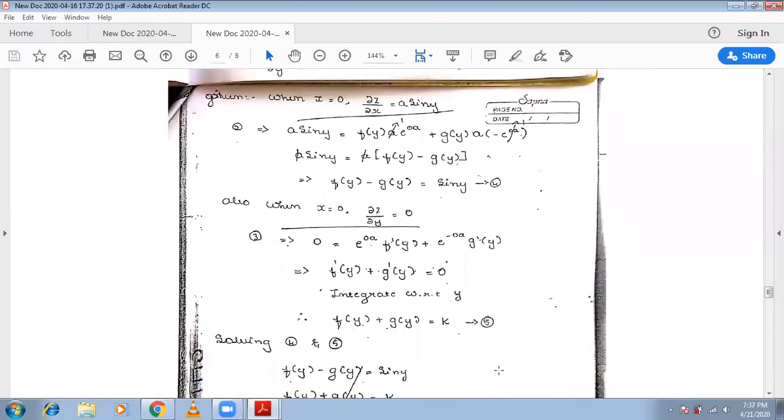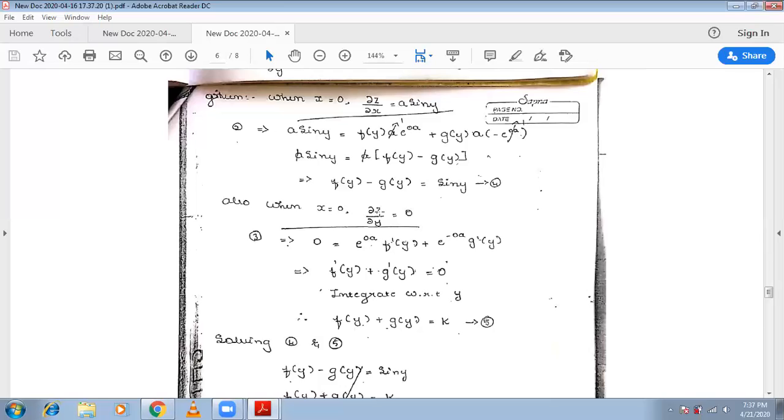Apply conditions here. x is equal to 0, del z by del x is equal to a sin y. Equation 2 becomes a sin y is equal to f of y, a into e power 0, plus g of y, a into minus e power 0. e power 0 value is 1. In each term a is common, take it outside. a gets cancelled. So f of y minus g of y is equal to sin y. Call it equation 4.